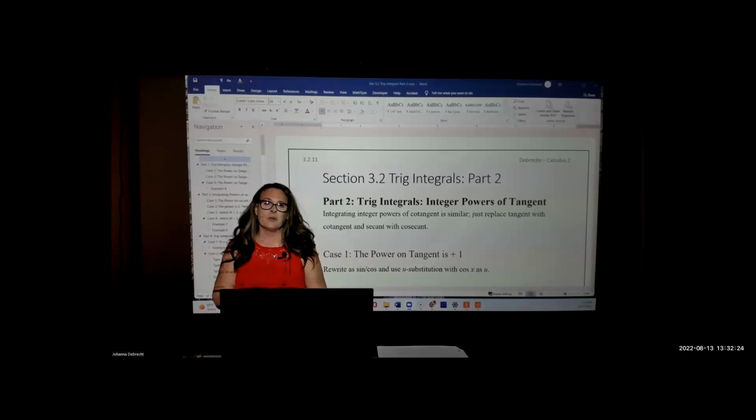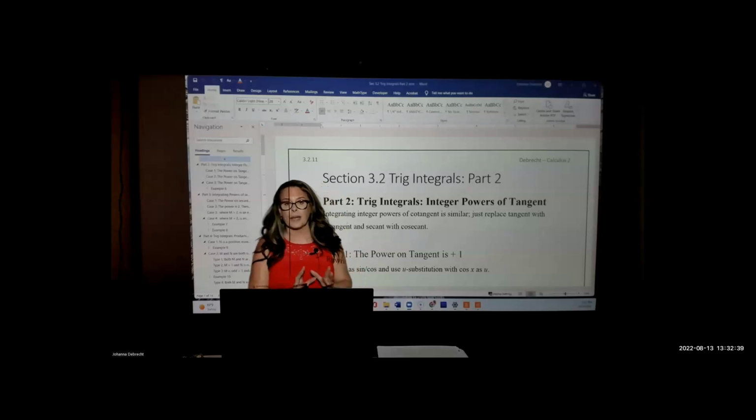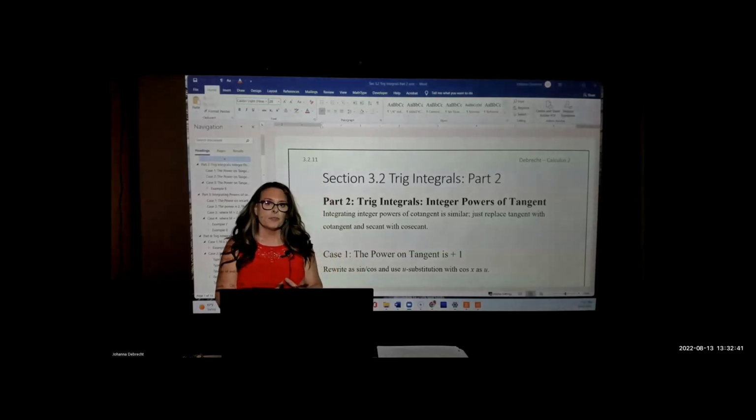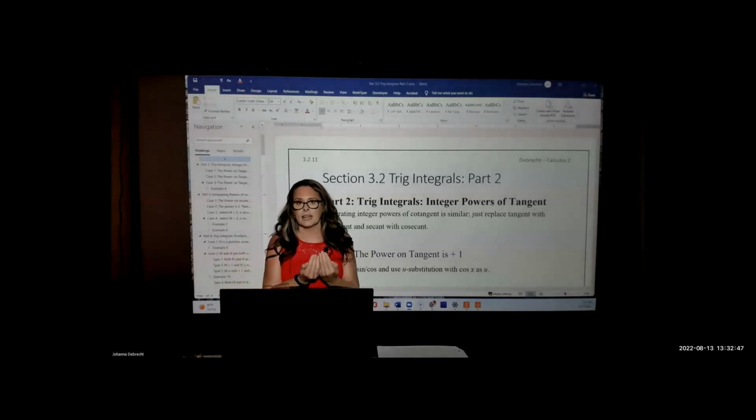In this video, we're going to be taking a look at part 2, 3, and 4 of trig integrals. So these are integrals where we have a trig function in the integrand. Part 2 will be looking at powers of tangent by itself. And then part 3, I believe we look at powers of secant by themselves. And then in part 4, we mix tangents and secants together.